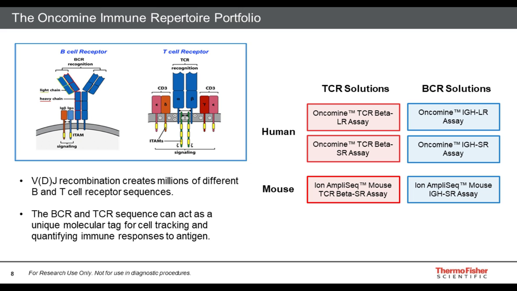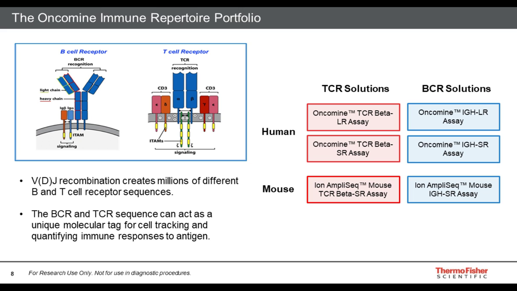So with that, I'd like to introduce the Oncomine immune repertoire portfolio. We've developed assays for interrogating human T cell and B cell repertoires, but also tools to interrogate the mouse T and B cell repertoire. I won't be talking about those in this presentation. So we focus within the B cell receptor on the heavy chain because this is the most diverse in sequence content, and with the T cell receptor, the beta chain for the same reason.